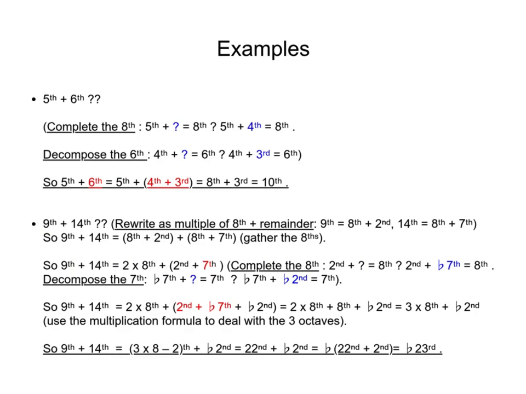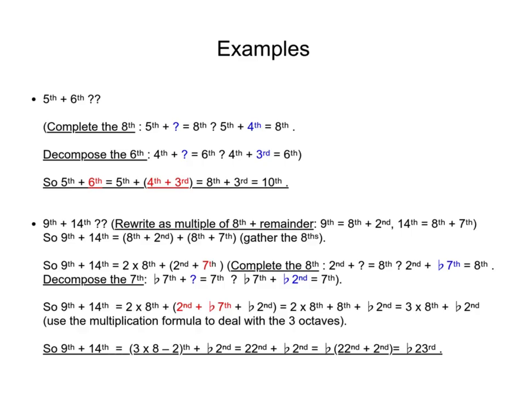First, we're going to add a fifth and a sixth. Nothing is larger than an octave. No need to worry about writing any interval as a multiple of an octave plus remainder. So we could straight away think about completing the eighth. What do we need to add to a fifth to get an eighth? Well, a fourth, of course, so we need to decompose a sixth into the fourth plus whatever's left. Since we need to borrow from the eighth, we need to borrow the fourth from the sixth.